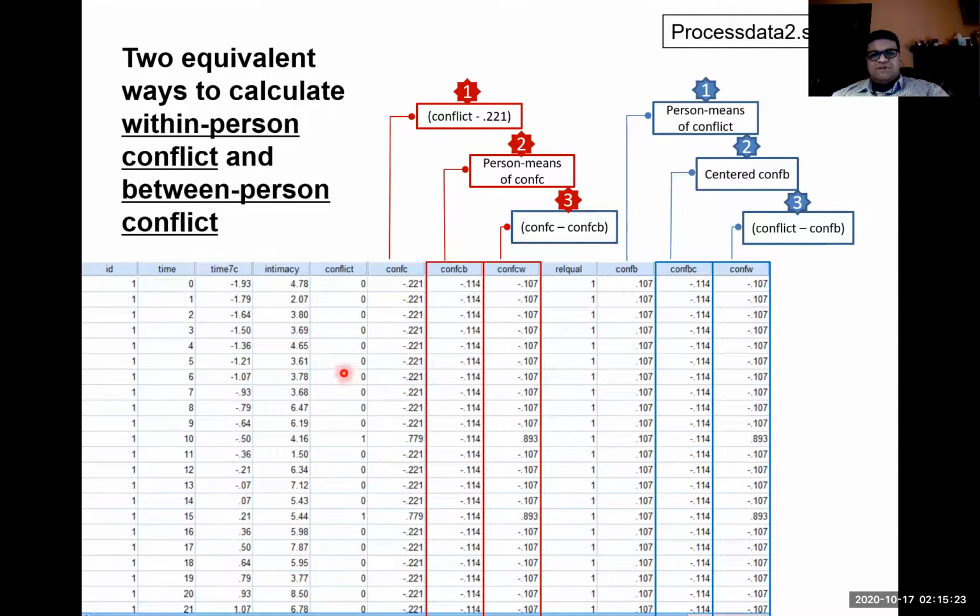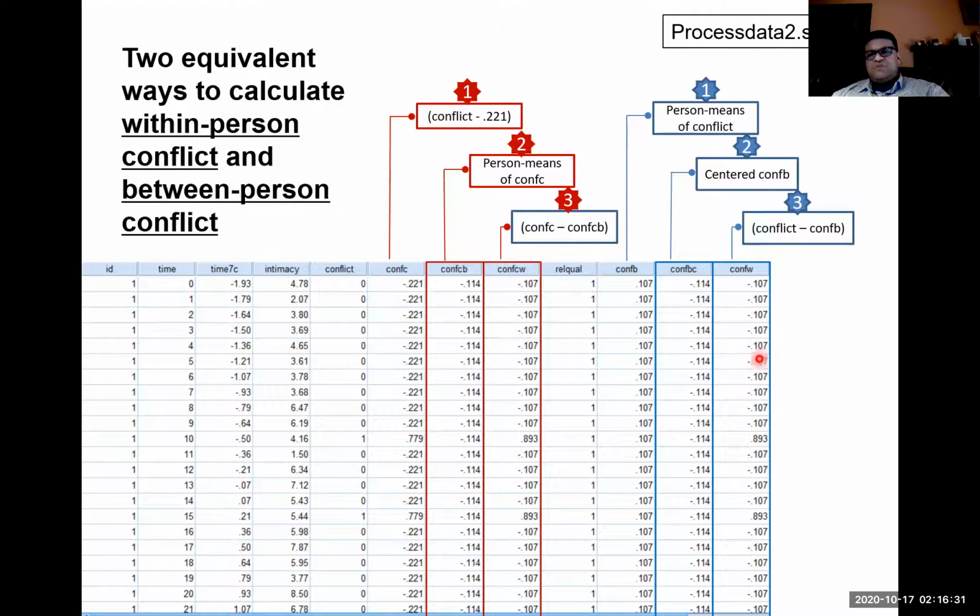We start with raw conflict, and we calculate from this raw conflict the person means of conflict. Then we center these person means. That's the second step. We center these person means, and we get conf BC, which is the between person part of conflict, but itself has been centered. Notice this results in the same exact column as conf CB. Then we take the original raw conflict variable and subtract conf B, and what we get is conf W, which contains the within person variability in conflict. This variable contains only within person variability, and that's exactly the same as the conf CW variable. These are just two different ways of getting to the same place. The important thing is that we're separating within from between person variability in daily conflict.